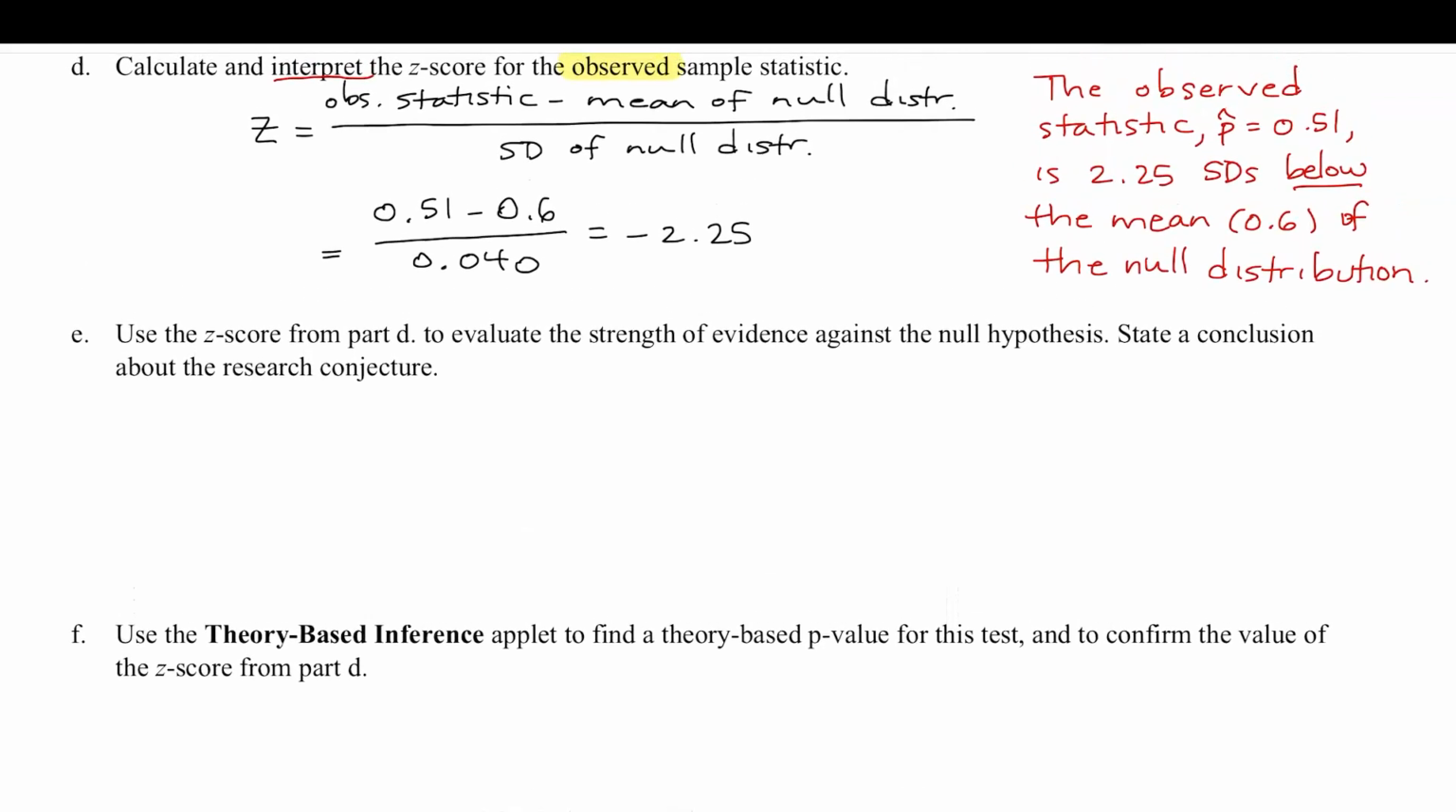Then in part E, we want to evaluate the strength of evidence against the null hypothesis. So you again have to look on your formula sheet where you have those strength guidelines written out. Take a moment, pause the video, and make sure you can find the level of strength based on the z-score, and you should find that there is strong evidence against the null hypothesis.